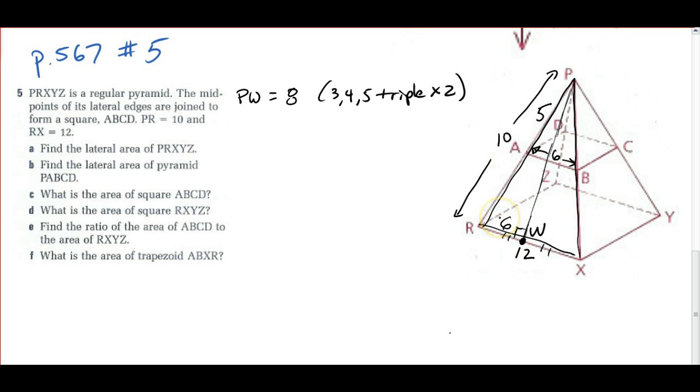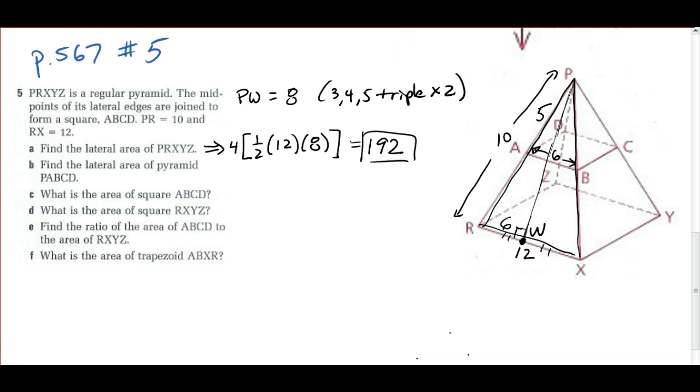Now the lateral area is going to be 4 times the area of one of these triangles. So it's 1/2 times the base, which is 12, times the height, which we figured out was 8. We've got 2 times 12 times 8, which gives us 192. So that's for part A.